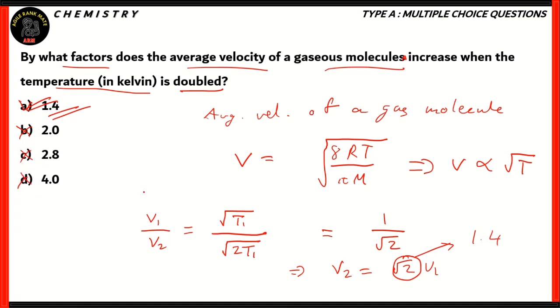So all you have to do is apply the average velocity of a gas molecule, find the relation between velocity and temperature, and find out the factor by dividing the two velocities and the two temperatures together, finding the common factor. And the factor is that V2 would be root 2 times of V1. Root 2 is approximately equal to 1.4. So option A turns out to be the right option.